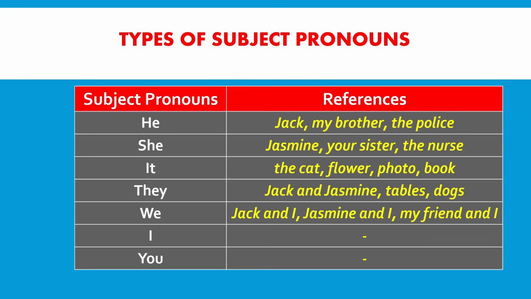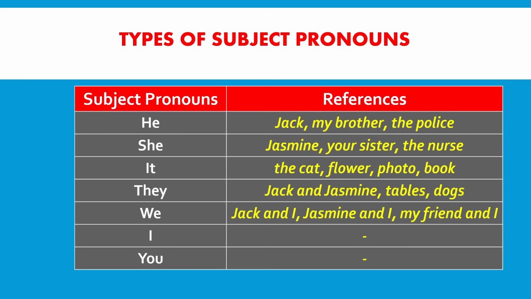So we have to use the subject pronoun they to refer to these dogs. Whereas for we, it is very easy. The keyword here is an I. Whenever you read a sentence that has the word an I in it, definitely it refers to we. Whereas for I and you, there are no references for it.